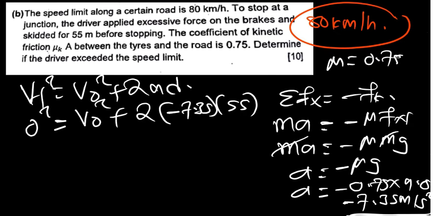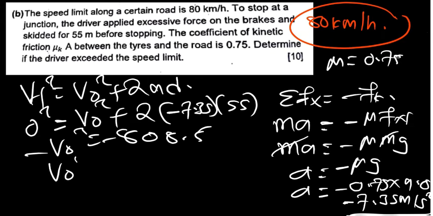Let's see. We shift this initial to the other side. It's going to be negative initial squared is equal to 2 times negative 7.35 times 55. I'm getting negative 808.5. So negative and negative will cancel, therefore we're going to have this.